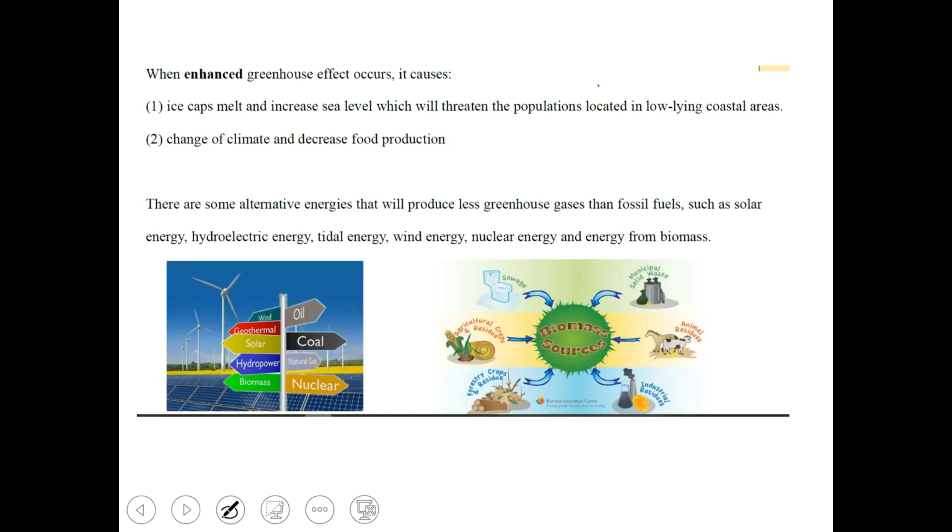So if too much greenhouse gas comes to the atmosphere, it will cause the enhanced greenhouse effect. So enhanced means accelerated. What will happen is temperature will just increase a lot, and finally the ice cap will melt and increase the sea levels. And also it will change the climate and decrease the food production. So I think this is also important. So mark it down using your highlight pen probably.